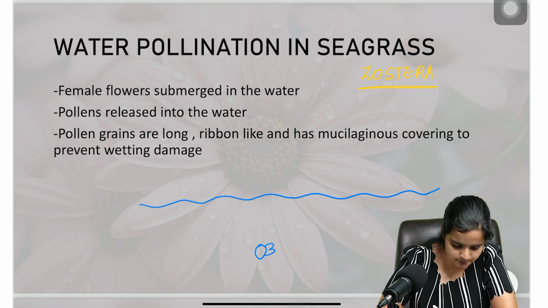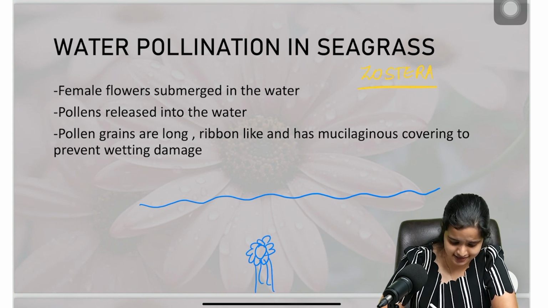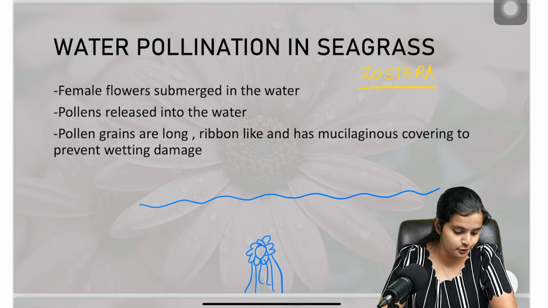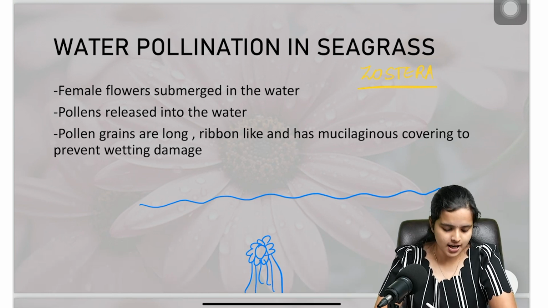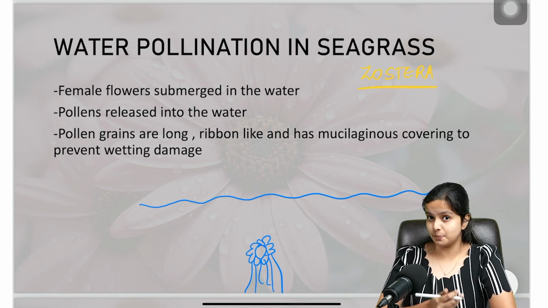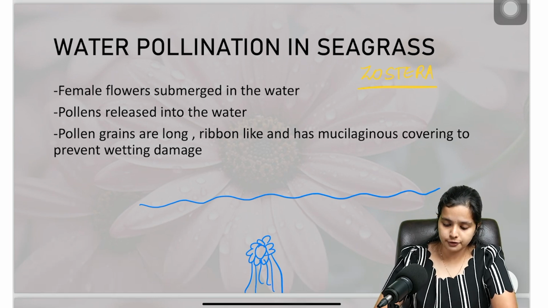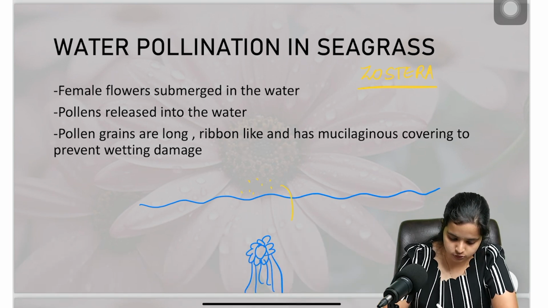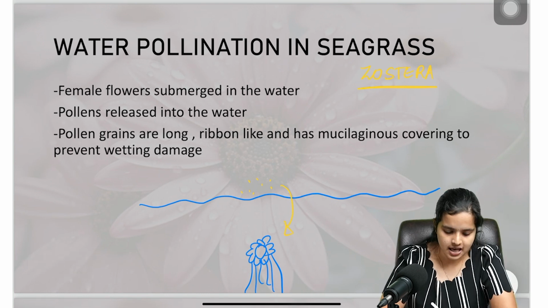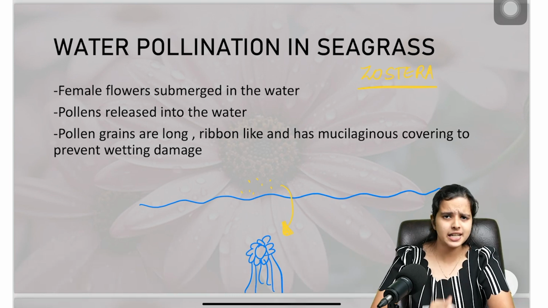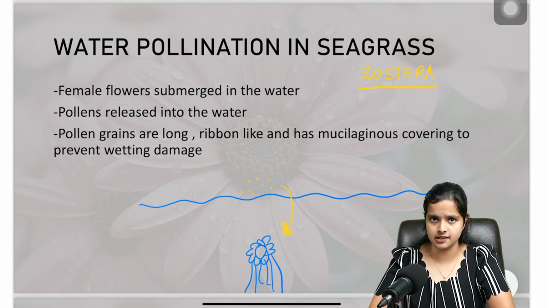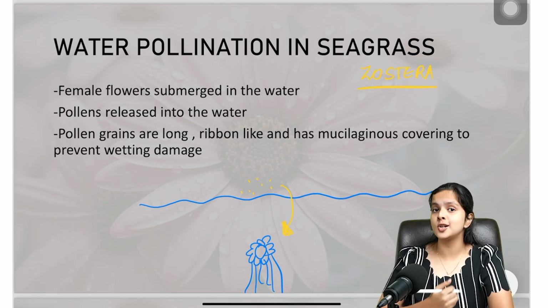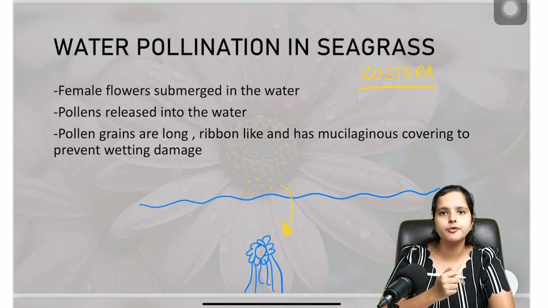So imagine this is the plant. This is not how it would look because it's a grass, but still imagine this is a plant. I'm not really good at drawing, I already told you. So if this plant is submerged completely under the water, and if the pollen grains are released onto the surface, then obviously the pollen grains have to reach under the water. Unlike Vallisneria, the plant is completely submerged in water in seagrasses. So if the pollen grain is released onto the surface, those pollen grains have to get into the water.